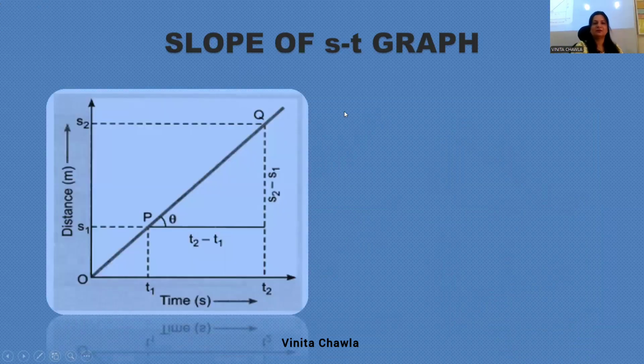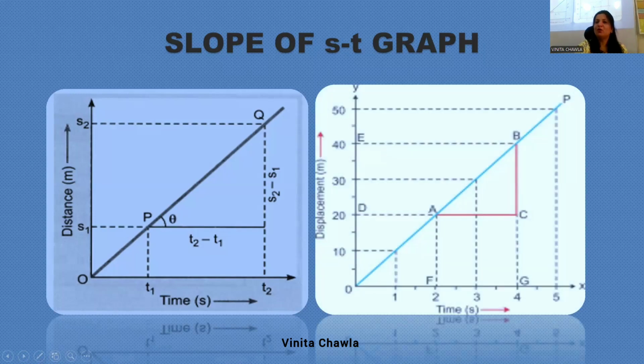So we have this graph here. So the slope of the ST graph gives speed. And how do we find slope? Yes, S2 minus S1 upon T2 minus T1. So we have this graph. Now you have to find the speed of this. How will you find the speed of this? We have a displacement time graph. You have to find the velocity of this.